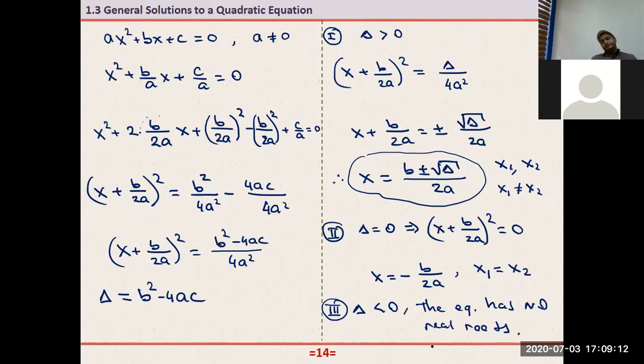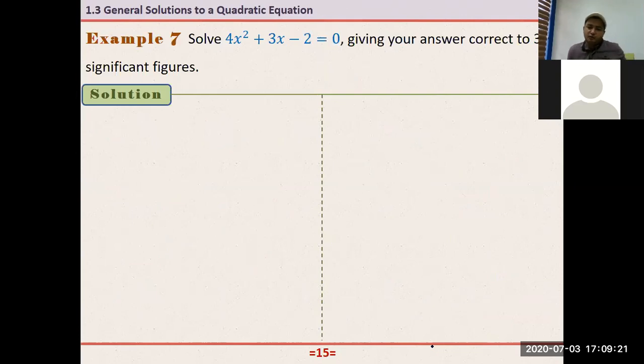That's all about quadratic equations. If you understand this idea, we can now solve any kind of quadratic equation. So solve this using a formula, giving your answer correct to 3 significant figures. You know what we mean by significant figures, so I'm just going to leave this part.